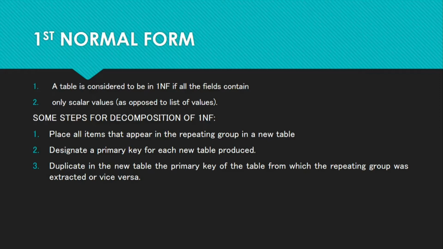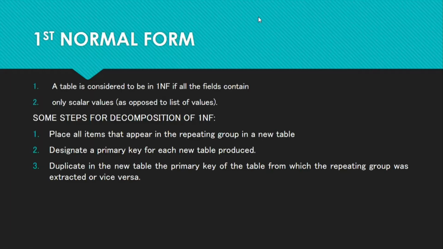Designate a primary key for each new table produced. We have to produce a new table and assign a primary key to that, a unique ID in each row. I told you in SQL what a primary key is and how we can implement that in SQL Server also. And duplicate in the new table the primary key of the table from which the repeating group was extracted, or vice versa. It will be clear to all of you by the example. So let's see our example in an Excel sheet.